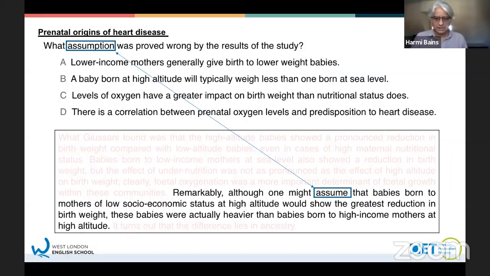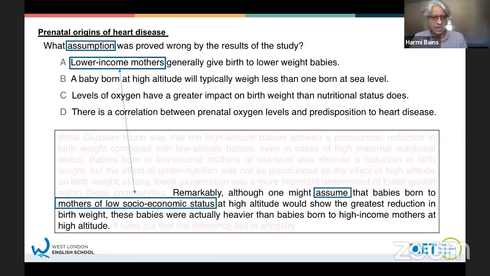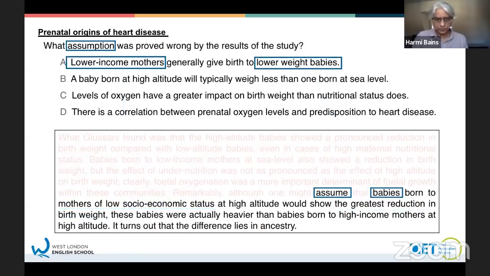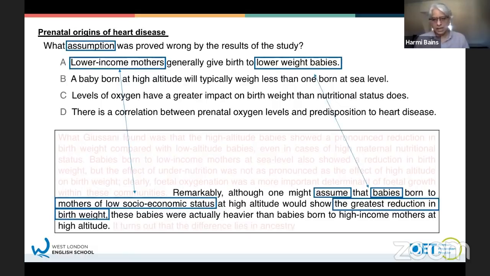Well, if you read here, this is the assumption. It's telling you that babies born to mothers of lower socioeconomic status, so poorer families, poorer mothers who live at high altitude, who live high up in the mountains, well, you would think that their babies have a lower birth weight. That's really the assumption. And that's really what they're talking about here in answer option A. Again, the language is slightly different, but it's saying the same kind of thing here. Okay.